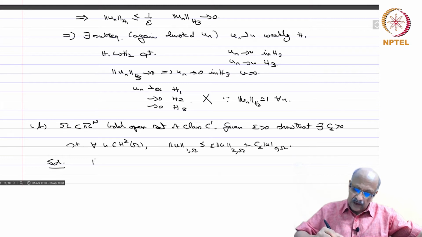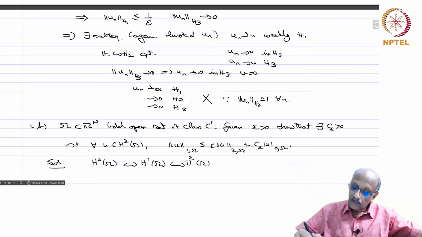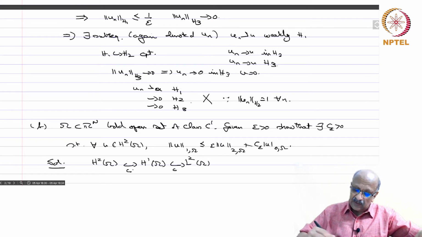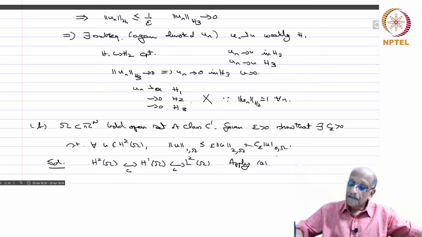So you have H2 of omega is continuously included in H1 of omega, and that is continuously included in L2 of omega. And then we have seen by Rellich-Kondrachov, in fact both these inclusions are compact. This one is compact by Rellich's theorem, and this by iteration we said that every H m plus 1 will be in H m compact, so apply A. Okay.